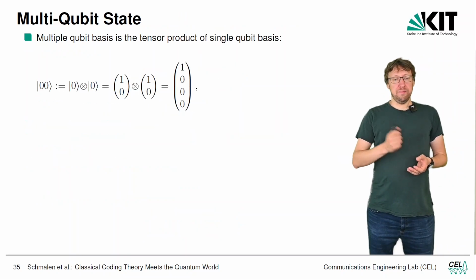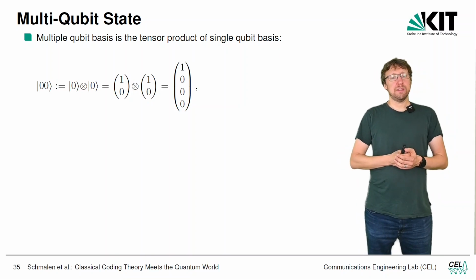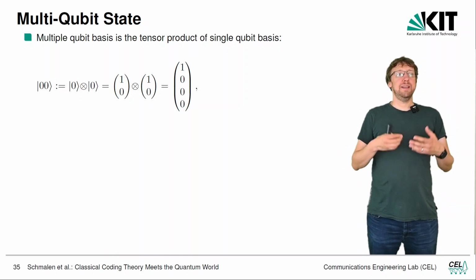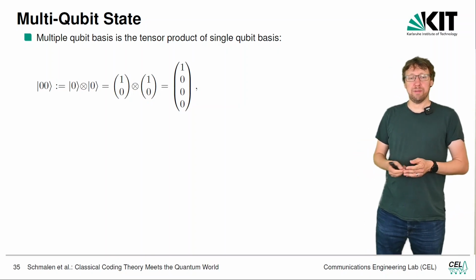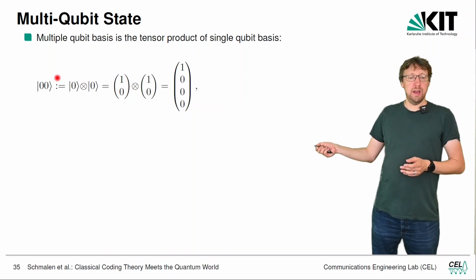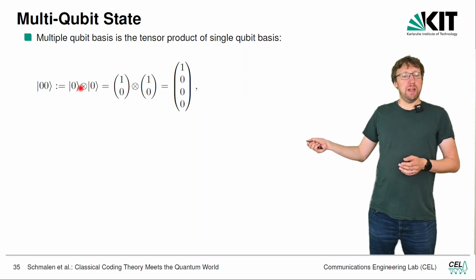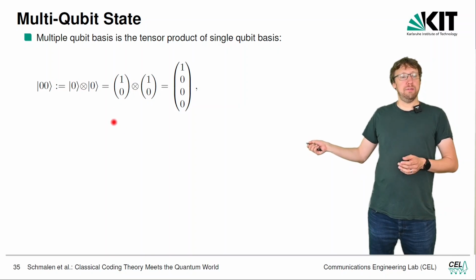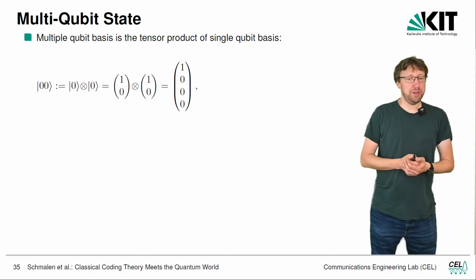All right, so we can define multiple qubits. A multiple qubit basis is the tensor product of single qubit bases. So we have the multi-qubit basis ket 00, and it's a tensor product of basis ket 0 with basis ket 0 itself. And we know that this ket 0 is the unit vector (1, 0). And we take the Kronecker product with (1, 0), and then we get (1, 0, 0, 0). So we get a 4-dimensional basis vector.